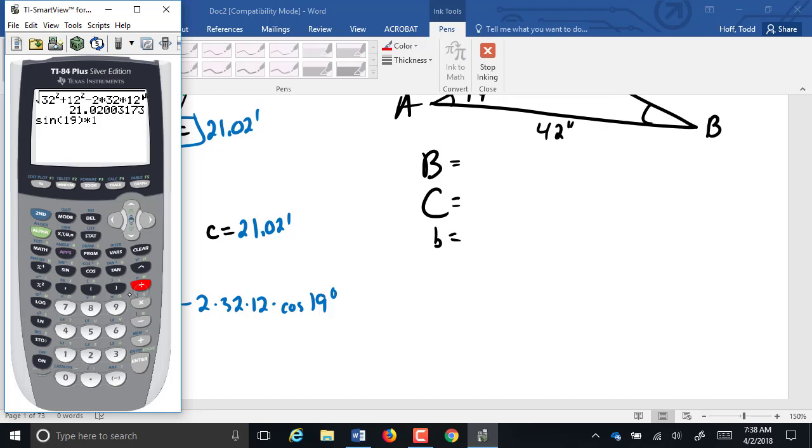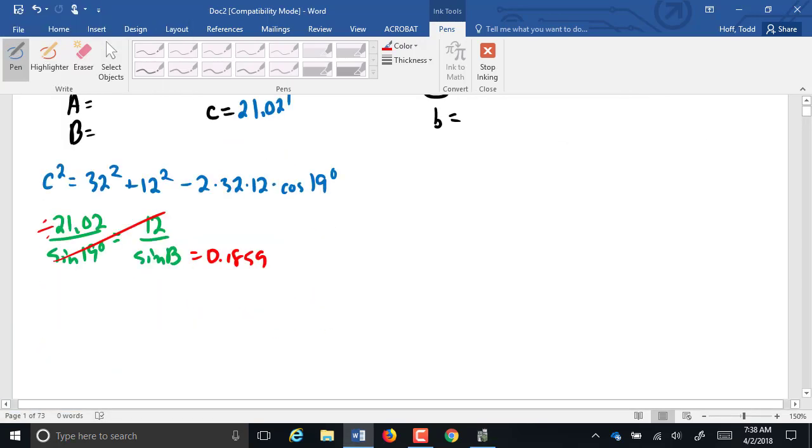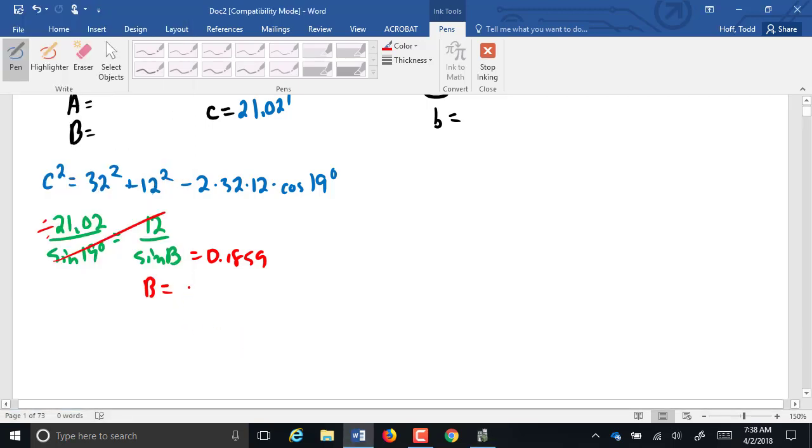Sounds about right. Well, we get 0.1859, right? So yes, B is the inverse sine of that. Second sine, second answer. 10.71 degrees is correct.